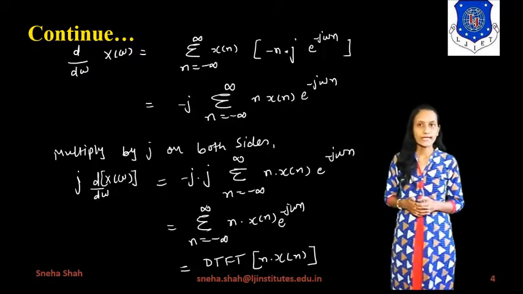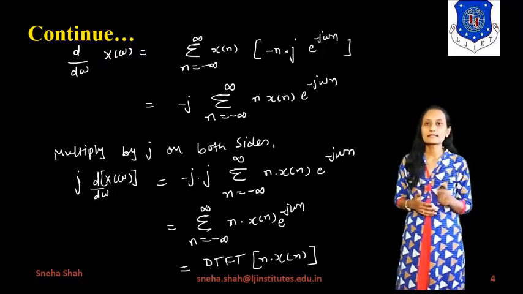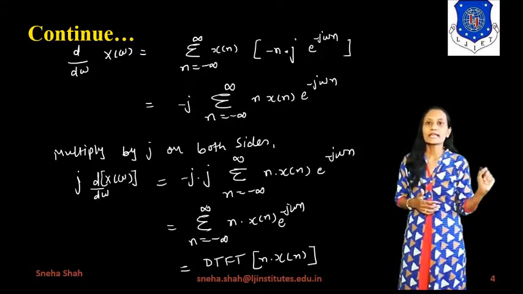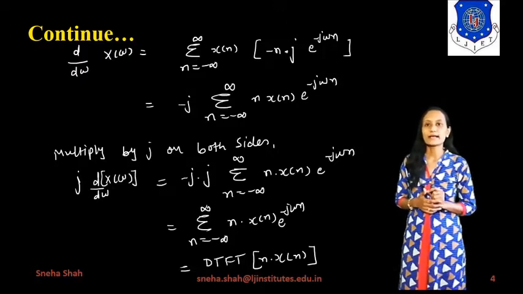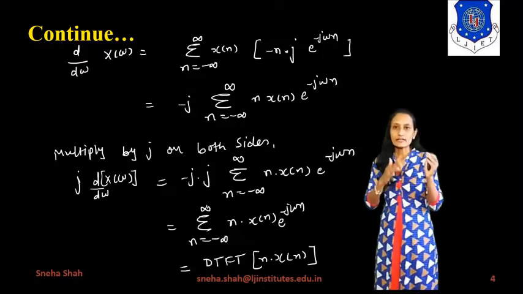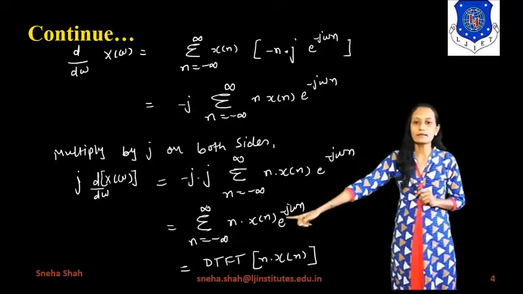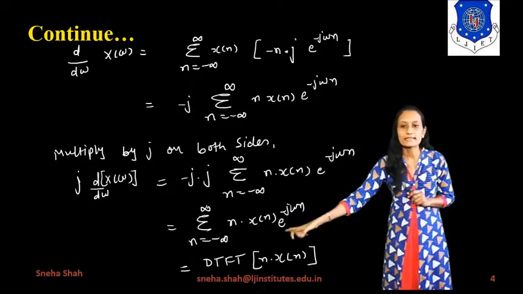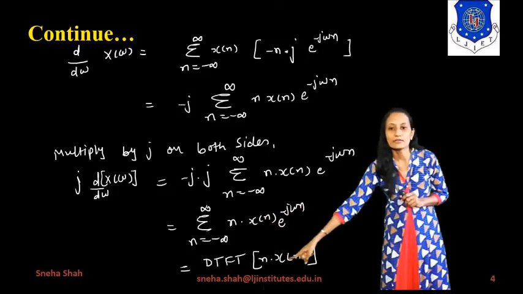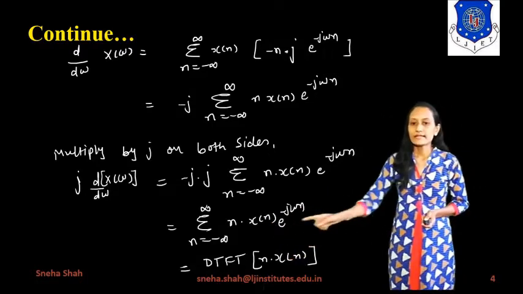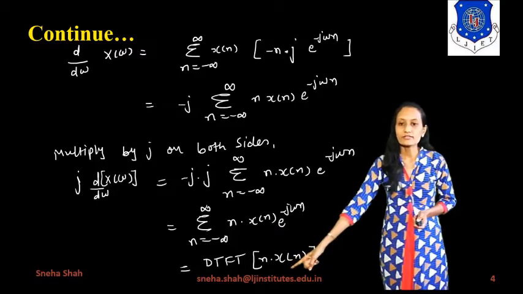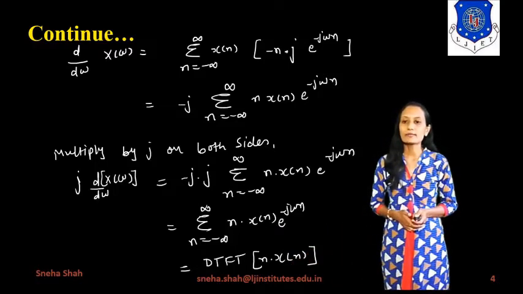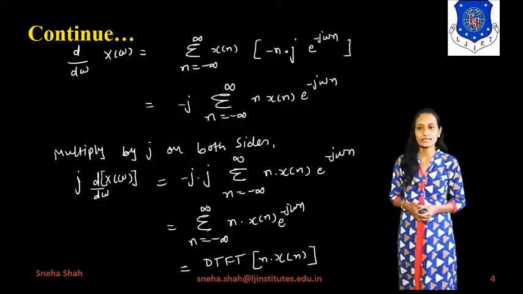Now, as you know, the equation of DTFT is summation n equals minus infinity to infinity x of n into e raised to minus j omega n. So instead of x of n, over here the term is n into x of n. So this particular term is considered as the DTFT of n into x of n. So if we take the DTFT of n into x of n, it gives you j into d by d omega X of omega in the frequency domain.